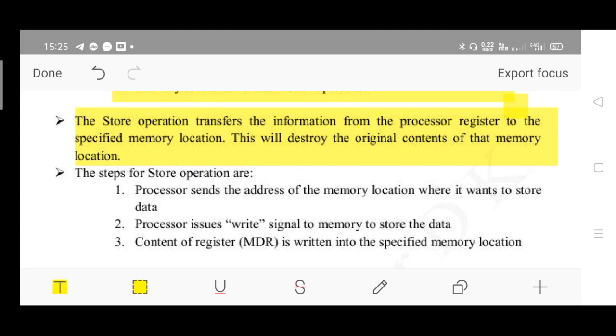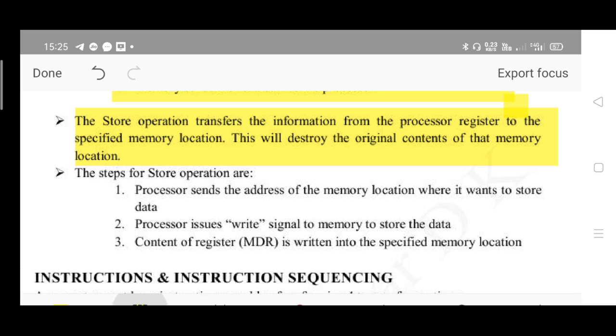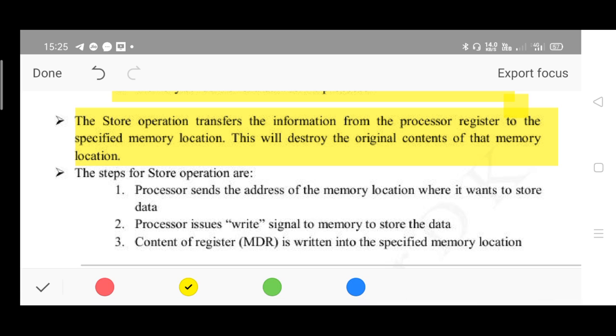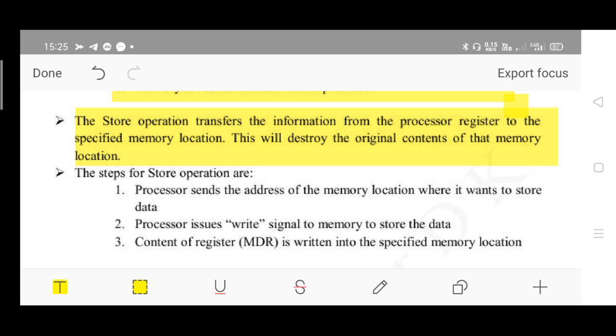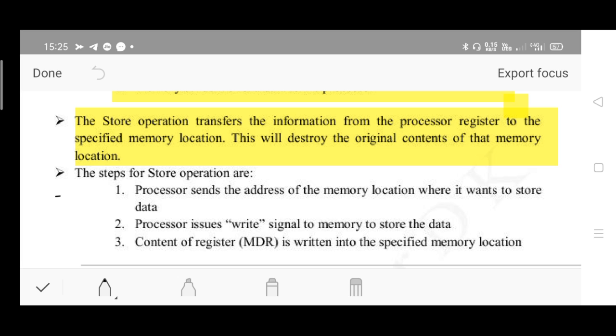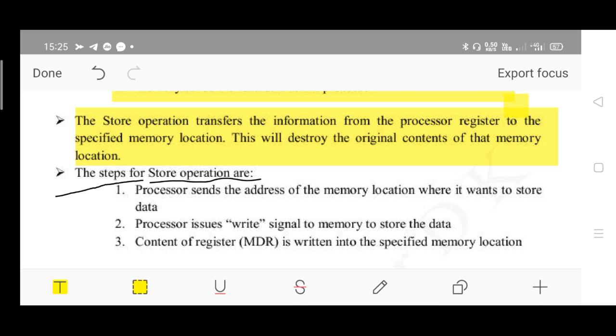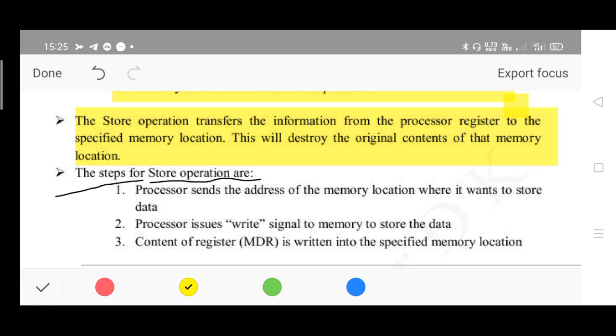So there are 3 steps involved under the store operation. What are those 3? See here, the steps for the store operation are as follows. What is the first one? The first one is that the processor sends the address of the memory location where it wants to store the data.